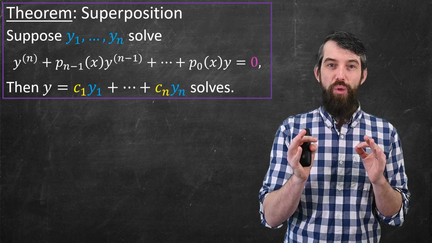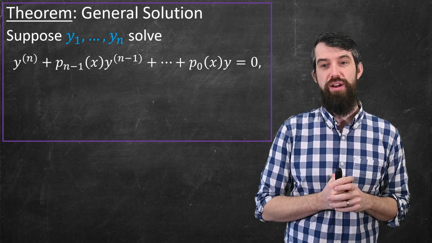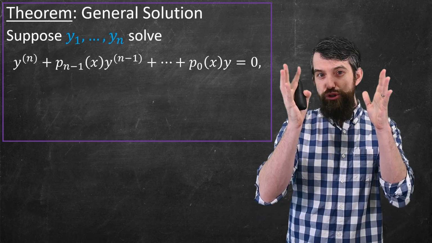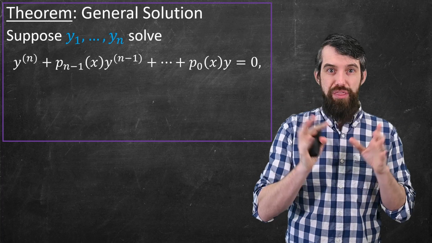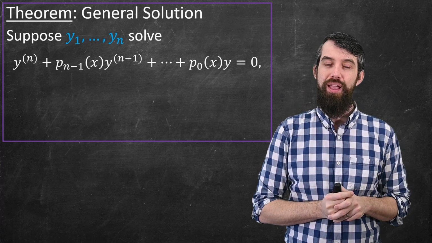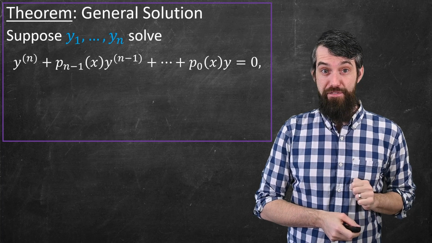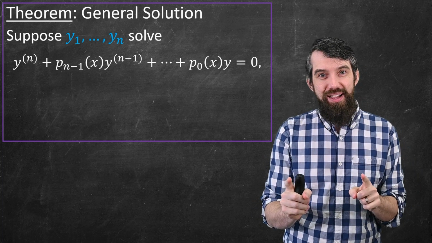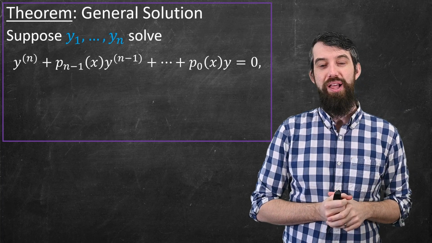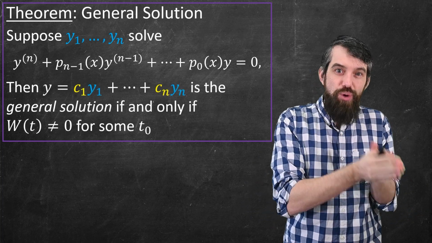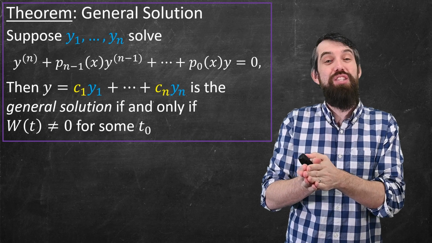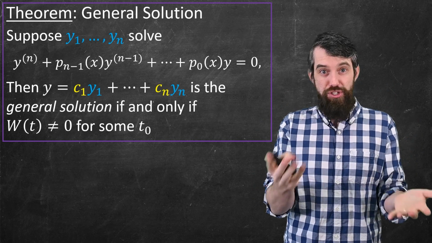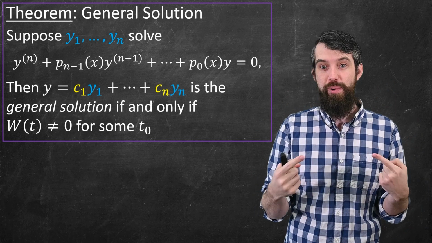And it's the following. I call it the general solution theorem. And it says the following. Suppose you have n solutions to this nth order linear differential equation. Then my claim is that this is enough to describe every possible solution, provided some statement about the Wronskian. That is, the linear combination C1y1 down to Cnyn is the general solution. General solution means any solution can be written in this way.